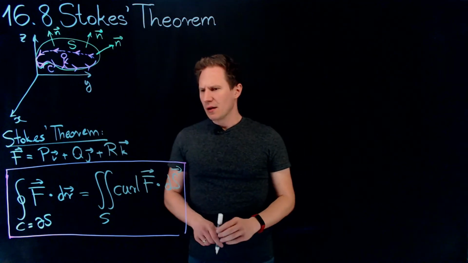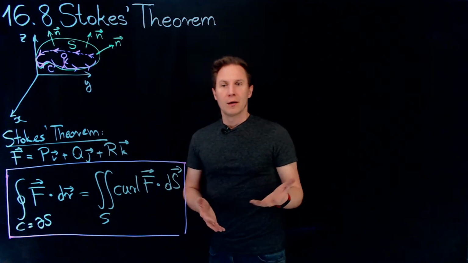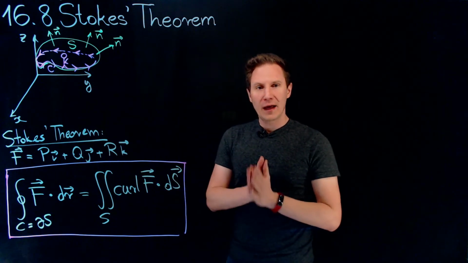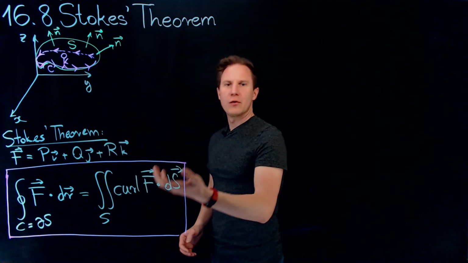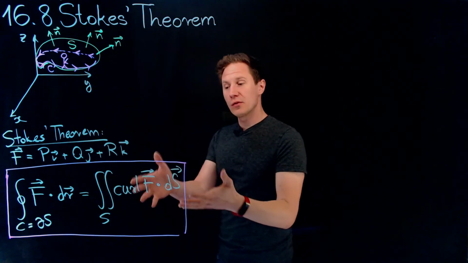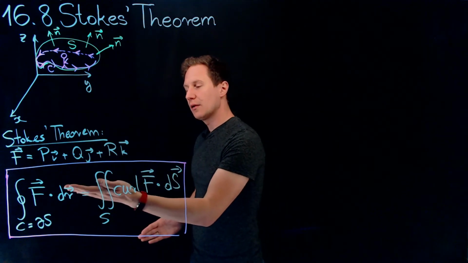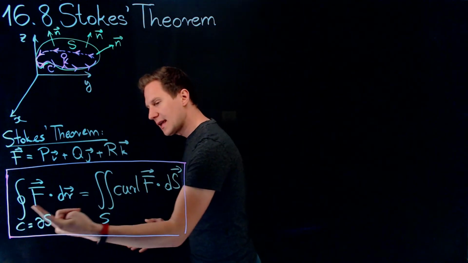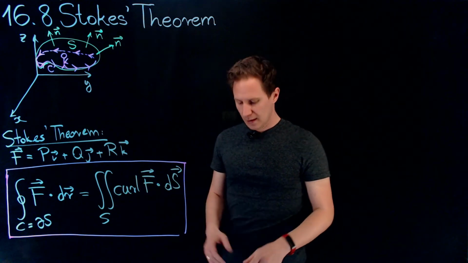And there is a clear analogy between Stokes' theorem and the fundamental theorem of calculus. Because just like with the fundamental theorem of calculus, we have a sort of derivative of a function on one side being integrated, and on the other side we have that function, only the value of that function taken at the boundary of that region over which we integrate.